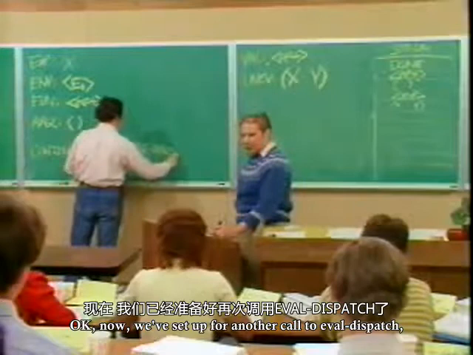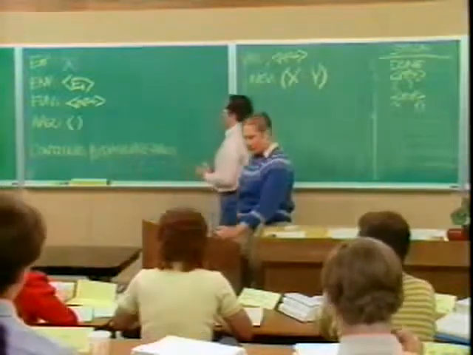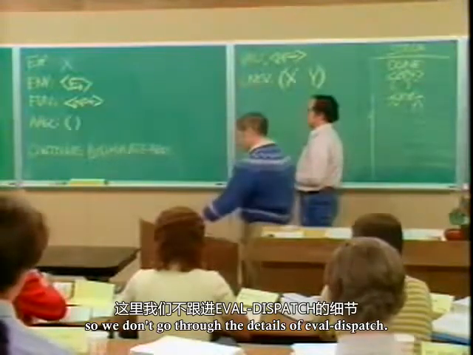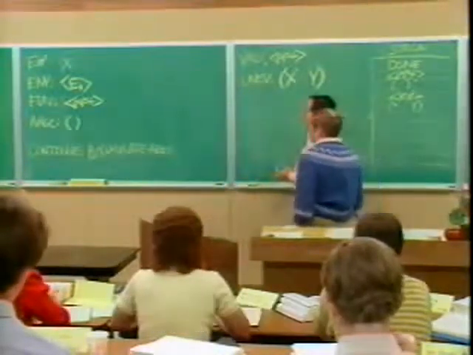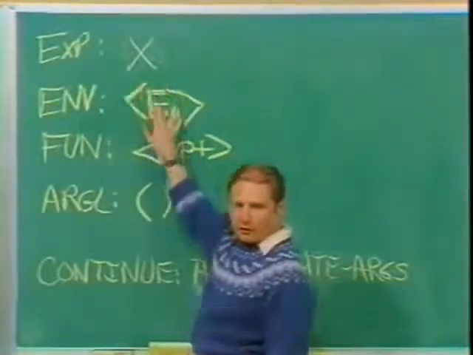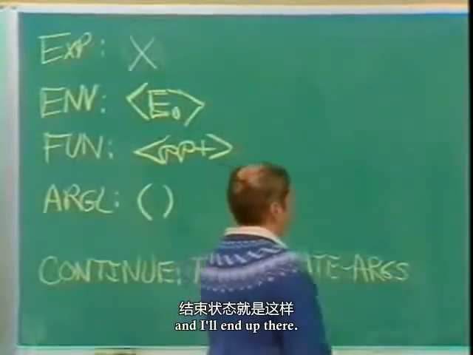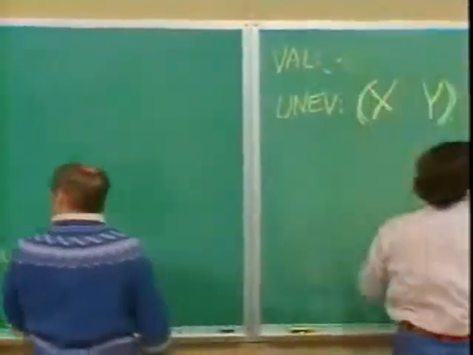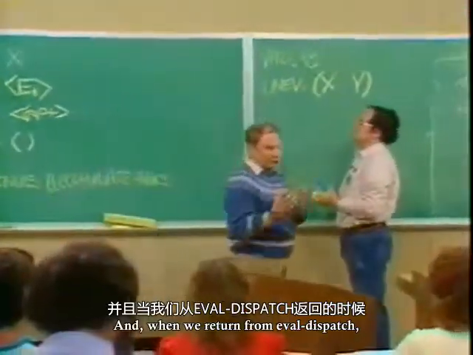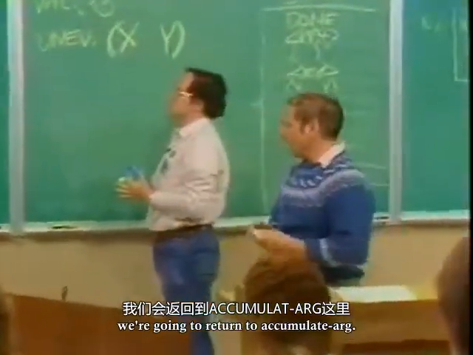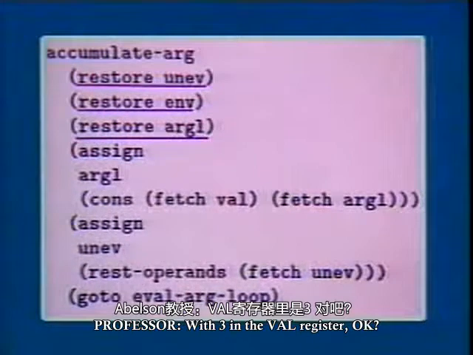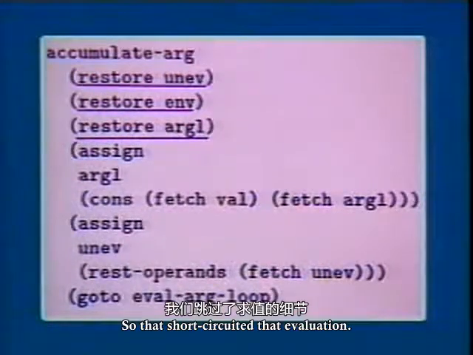Okay, now we've set up for another call to eval dispatch. Okay? All right, now let me short circuit this so we don't go through the details of eval dispatch. Eval dispatch's contract says I'm going to end up, the world will end up with the value of evaluating this expression in this environment in the val register, and I'll end up there. So we short circuit all of this, and a 3 ends up in val. And when we return from eval dispatch, we're going to return to accumulate arg. Accumulate arg, with 3 in the val register. Okay? So that short-circuited that evaluation.